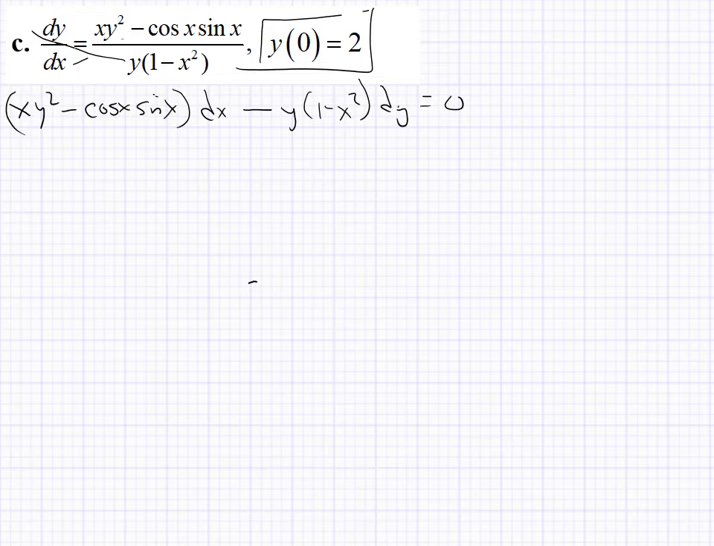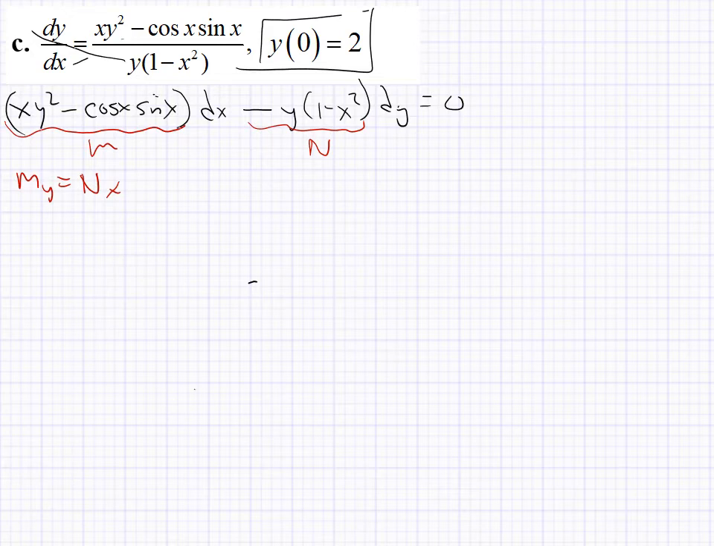So then here's our M right here. And with the negative attached to it, this is my N. So first we've got to decide, is it exact? Does M_y equal N_x? The derivative of M with respect to y, equal to the derivative of N with respect to x?